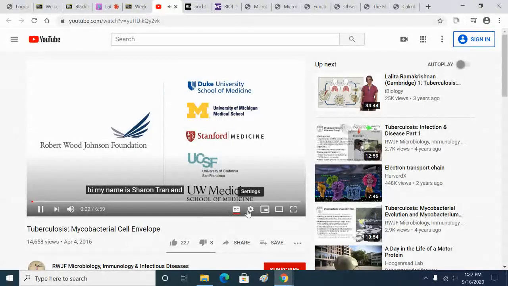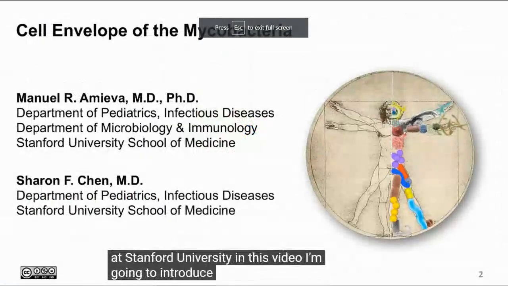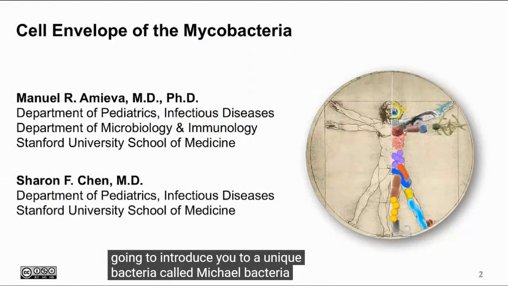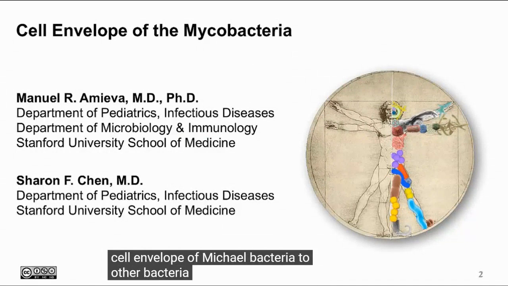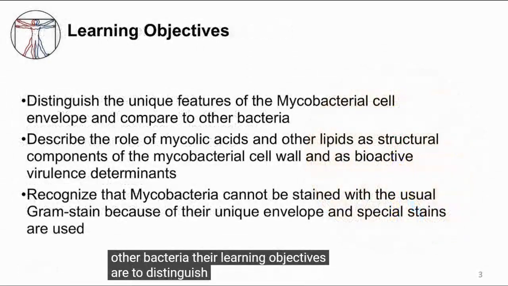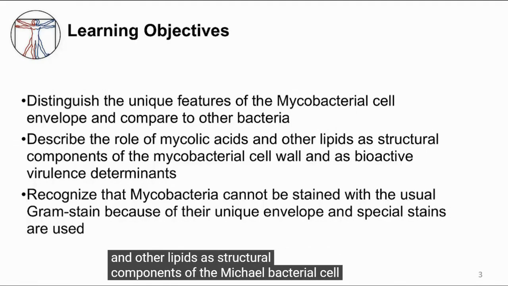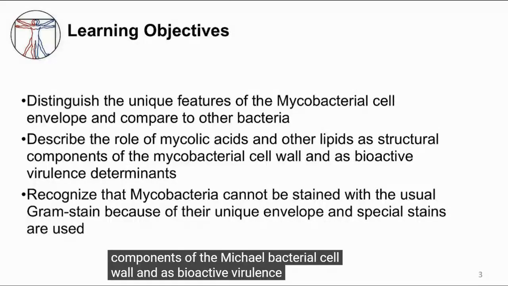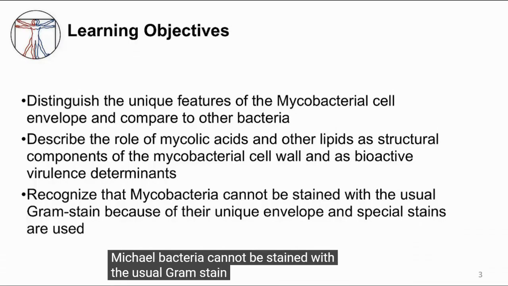Hi, my name is Sharon Chen, and I'm a pediatric infectious disease physician at Stanford University. In this video, I'm going to introduce you to a unique bacteria called mycobacteria and show you the relationship between the cell envelope of mycobacteria to other bacteria. The learning objectives are to distinguish the unique features of the mycobacteria cell envelope and compare to other bacteria, to describe the role of mycolic acids and other lipids as structural components of the mycobacterial cell wall and as bioactive virulence determinants, and to recognize that mycobacteria cannot be stained with the usual gram stain because of their unique envelope, and special stains are used.